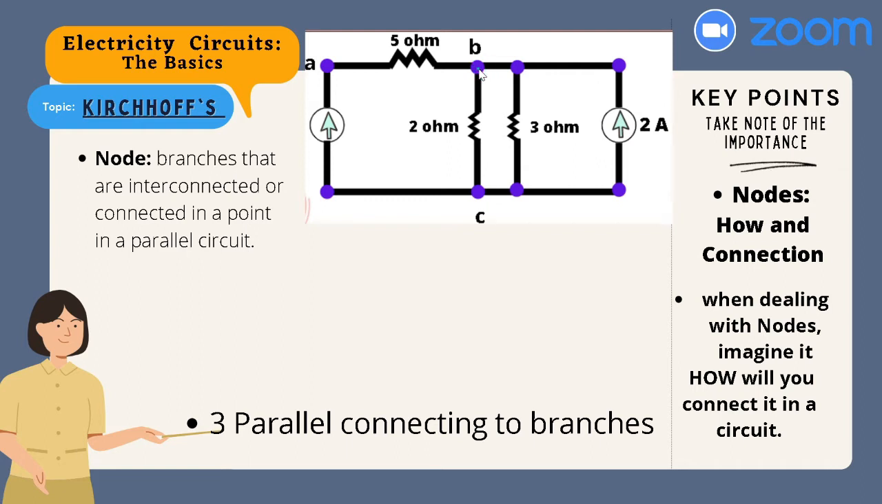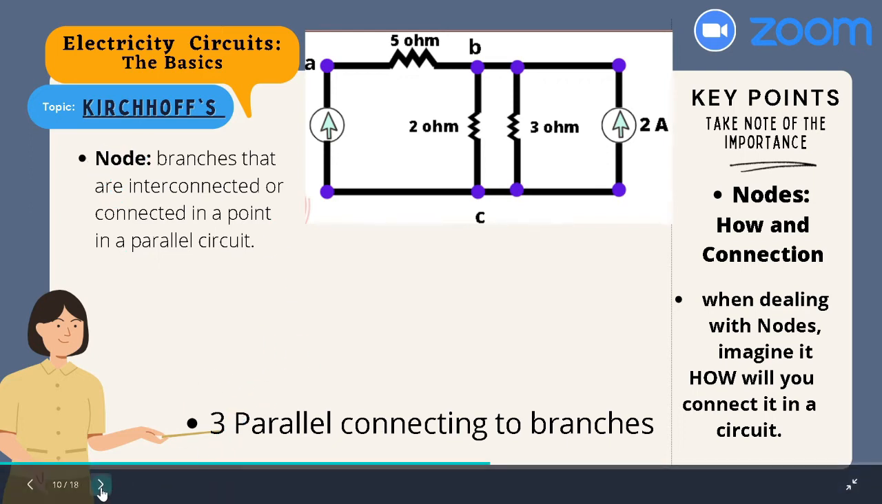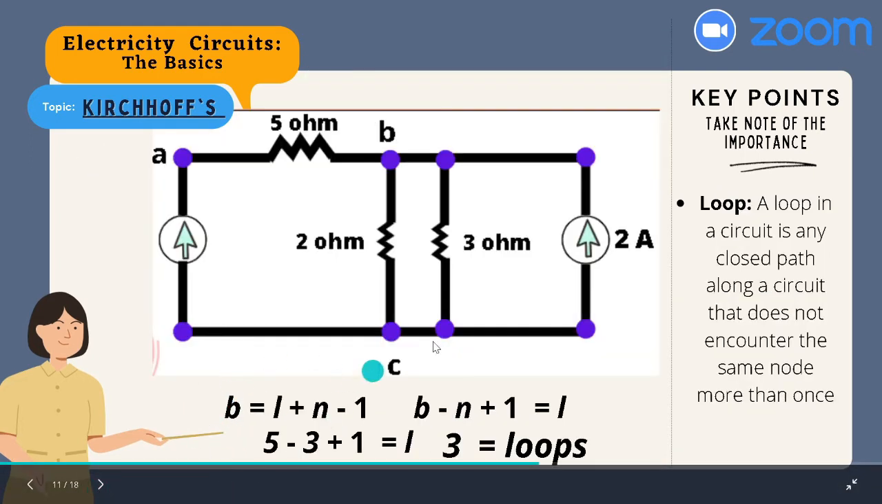This has 3 branches. Very good. From point B, we connected 3 branches: 1, 2, and 3. So again, branches that are interconnected at a point in a parallel circuit are considered a node. Understand?